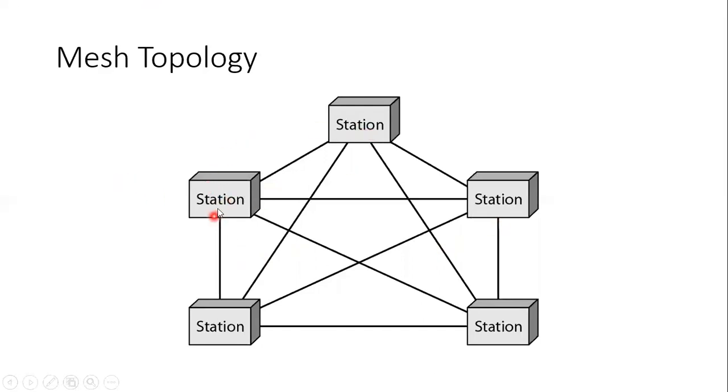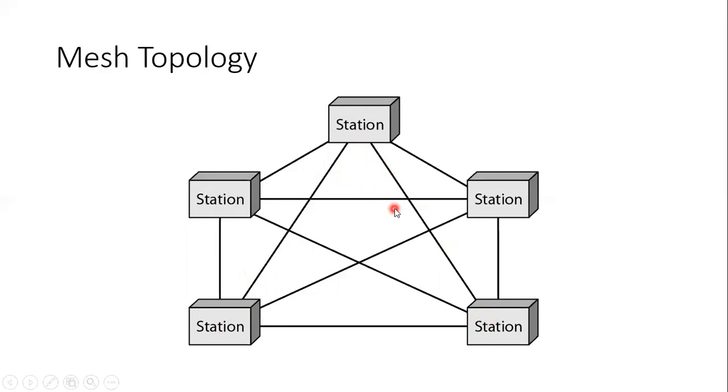Here station 1 is connected with station 2 by a dedicated line. Station 1 is connected with station 3 by a dedicated line. Station 1 is connected with station 4 by a dedicated line, like that. Station 1 is connected with station 5 with a dedicated line. Like that, all the stations are connected by a dedicated line.